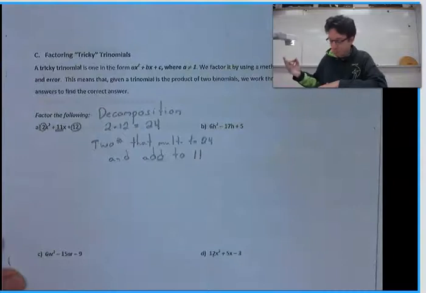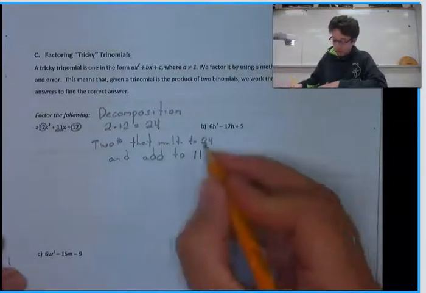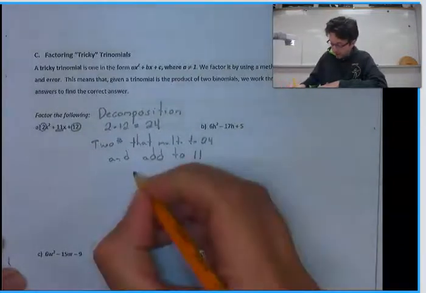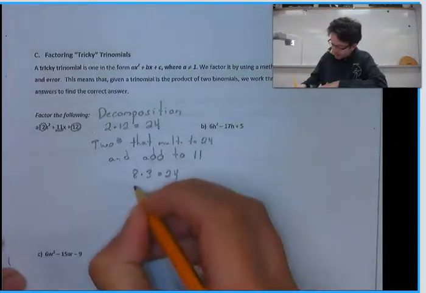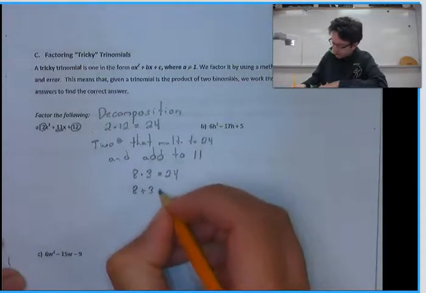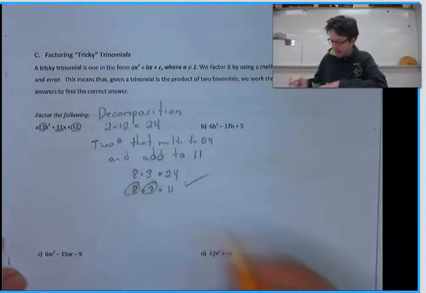You can try a couple examples in your head. Maybe 12 and 2, they multiply to give you 24, but they add to give you 14. So try another. 8 and 3. 8 and 3 multiply to give you 24. Right? So 8 times 3 equals 24. And in this case, 8 plus 3 equals 11. So that's great. Those are the two numbers we're looking for, 8 and 3.